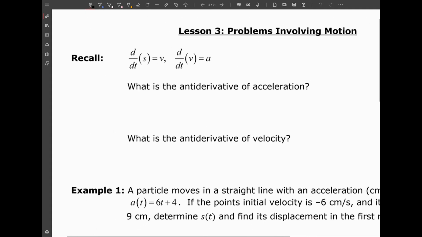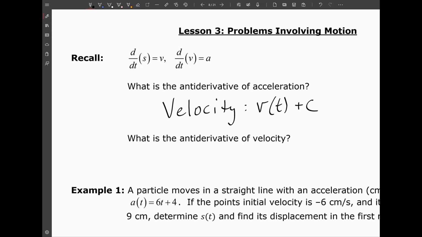Who can really say? So recall that the derivative of position gives us velocity, and the derivative of velocity gives us acceleration. So the antiderivative of acceleration is going to be velocity, in other words, v of t plus c, right? Antiderivatives, we're always going to have those constants. And the antiderivative of velocity will give us position, or s of t plus c.